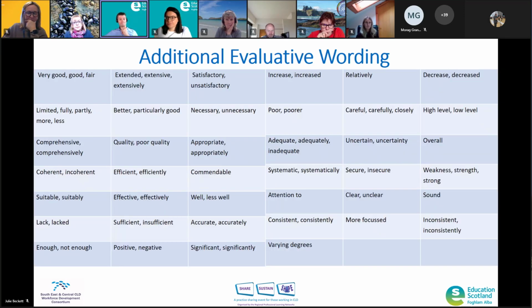Next slide, please, Julie. So again, apologies if it's too small there. Some additional words that we'll be sharing, and again, ones that highlight that evaluative element. So simple words like well and less well, poor or poorer, quality, etc.